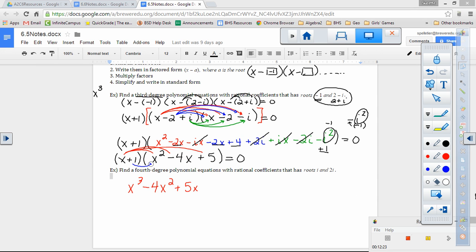Okay, now let's distribute the 1. When you distribute 1, it doesn't change anything. So 1 times x squared is x squared. 1 times negative 4x is negative 4x, and 1 times 5 is 5. All right, let's combine our terms.